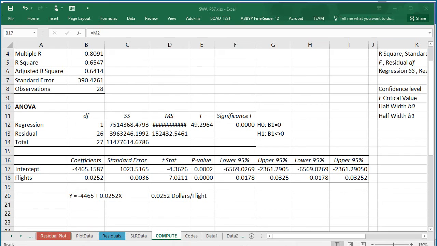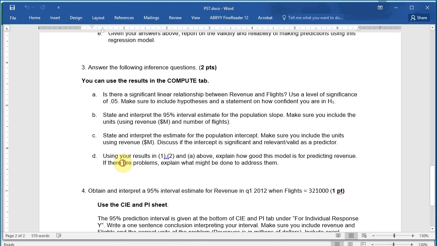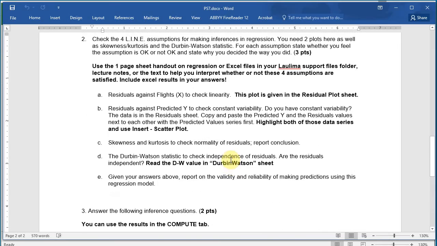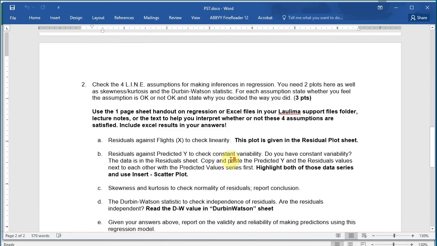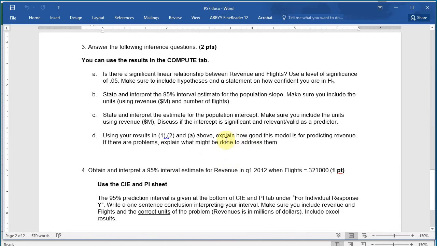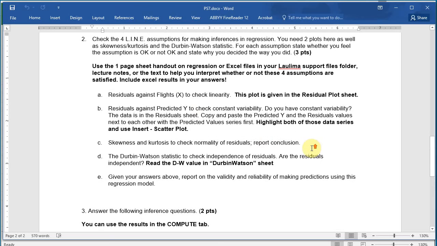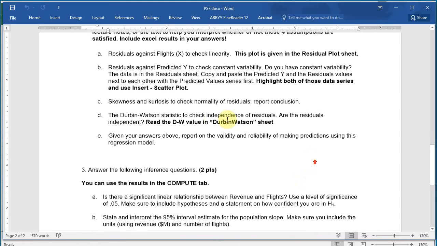Okay, the last question, D, is: use the results in one and two above and explain how good the model is for predicting revenue. Well, we should discuss the fact that it wasn't very normal, and there is this autocorrelation problem here.